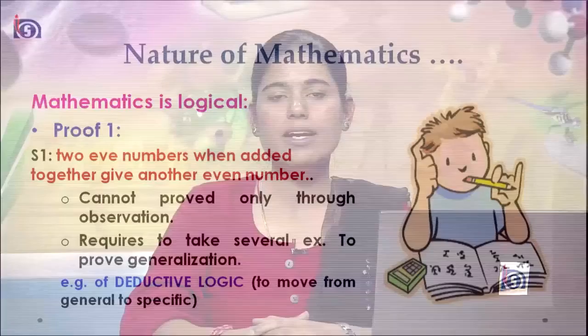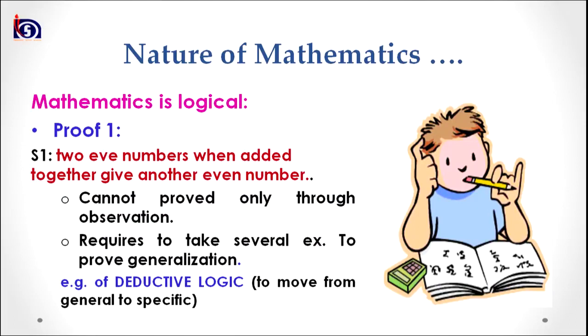Look at the proof which is there on your screen. There is a statement which says that two even numbers when added together give another even number. Can we prove it only through observation?